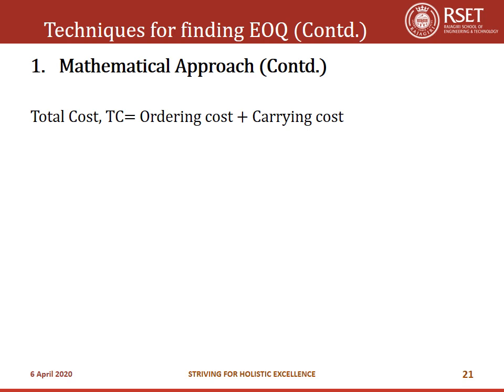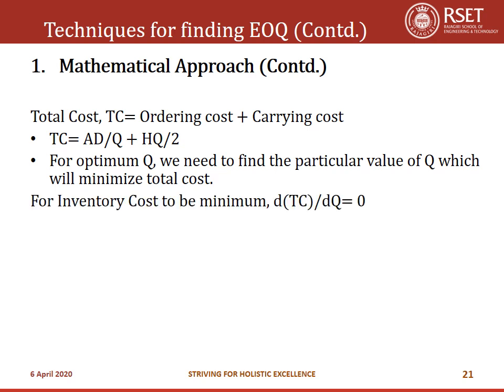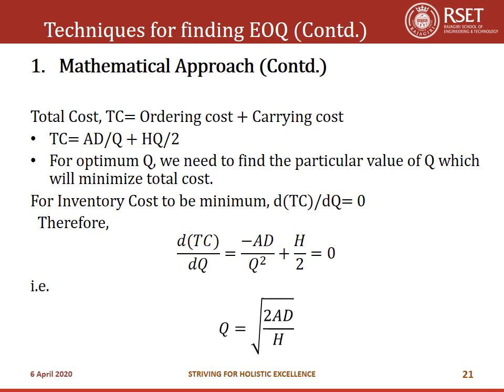So total cost is the ordering cost plus carrying cost, that is equal to AD by Q plus HQ by 2, which we found out earlier. So for optimum Q, we need to find the particular value of Q which will minimize the cost. To minimize the cost, we have to differentiate it. So the differential of total cost with respect to Q would be equal to 0, and therefore we get minus AD by Q squared plus H by 2 is equal to 0. That is, Q is equal to root of 2 into A into D divided by H. To remember this formula, this is the economic order quantity.